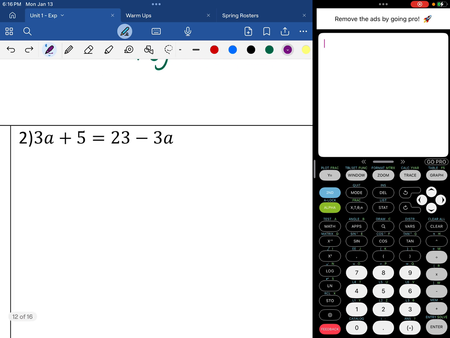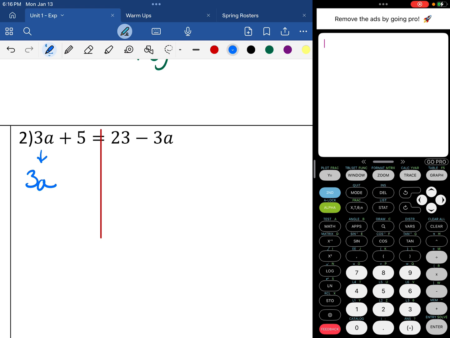Let's go to number 2. We have 3a plus 5 equals 23 minus 3a. We don't have any parentheses, so we are going to go ahead and just split. Okay, 3a, he has a variable in it, so he's just going to come straight down.